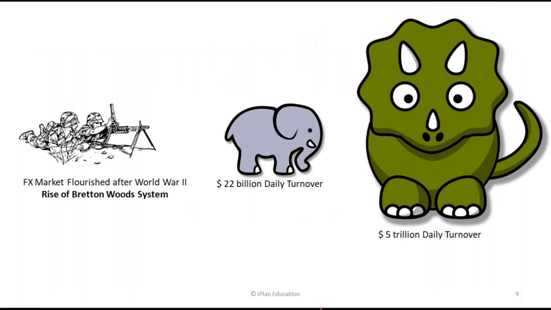If we talk about the expansion of the Forex market, it flourished after World War II. And you might have an idea of the Bretton Woods system. We'll discuss what the Bretton Woods system is. It actually helped the dollar become the king of currency. And if we compare the stock market and the Forex market, the stock market still has far fewer transactions compared to the Forex market. The daily turnover on the New York Stock Exchange is around 22 billion on a daily basis.